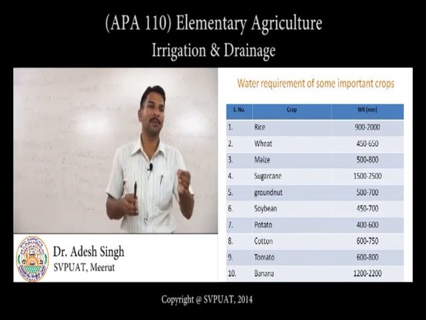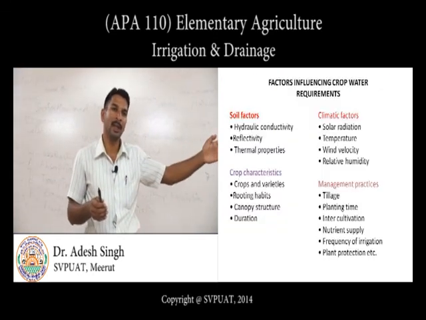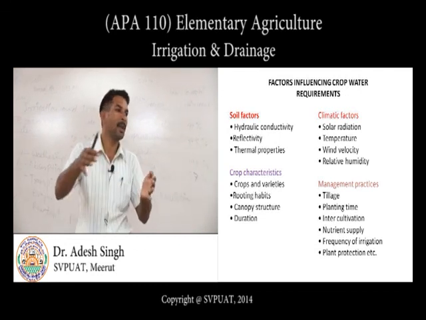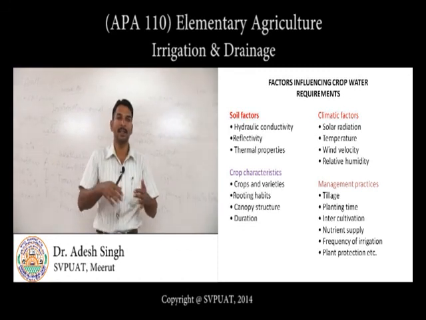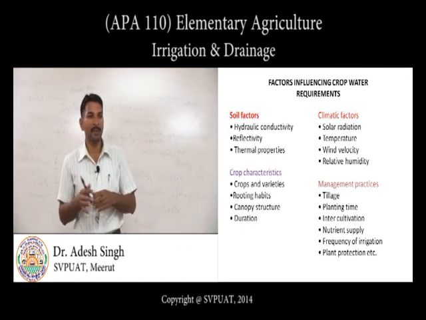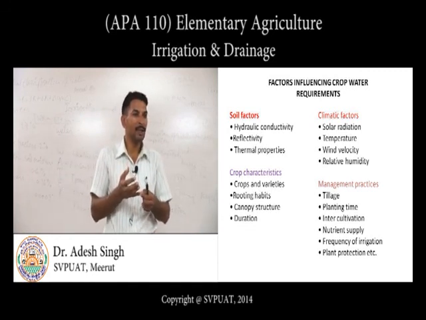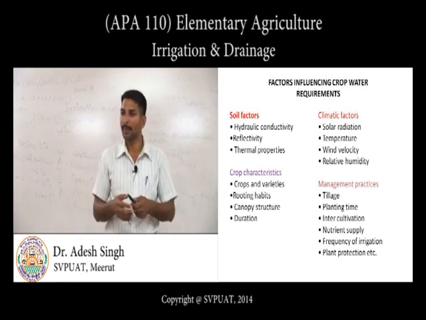If the crop is grown, for example if wheat is grown in North India, in the central part of India, and in southern India, then the water requirement will vary. Clear? So there are various factors which can decide the water requirement of the crop. Certain factors can be crop related, meaning one crop's water requirement can vary from another crop.